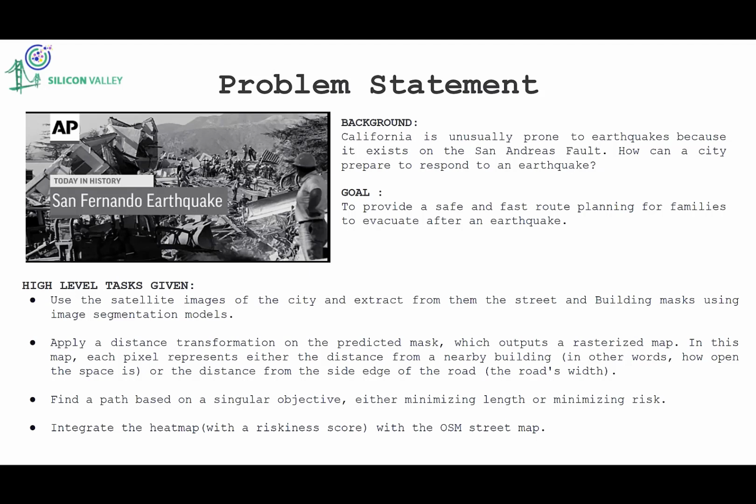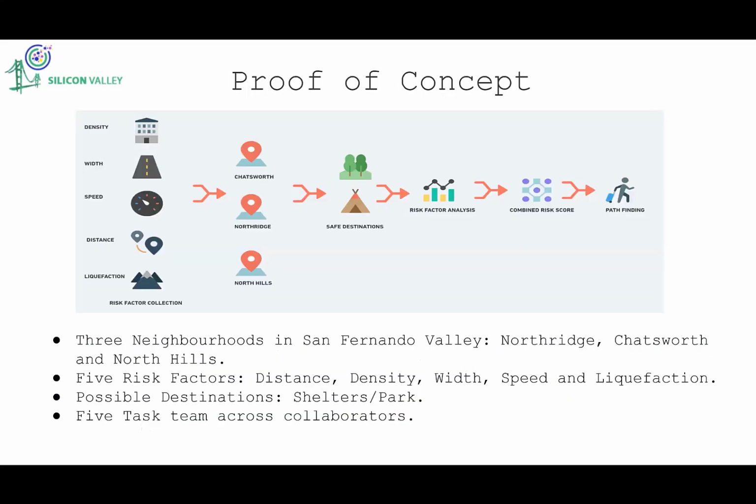There were 4 different high-level tasks: to segment the buildings and the streets, and then, based on the segmentations, do some kind of distance risk scoring, and then use pathfinding algorithms to find a path from a source A to a destination B. And we wanted to integrate it with the heat map. The metric for the heat map would be the risk score. This was our approach, and a small prototype was made.